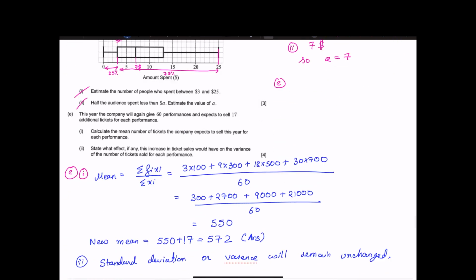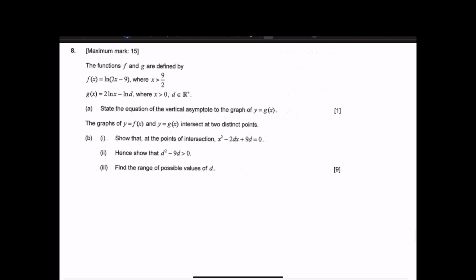So that's the end of question 7. And now we can move on to question 8. So we have to state the equation of a vertical asymptote of the graph y equals g(x). So g(x) would be 2 ln x minus ln d. So ln x squared minus ln d, which will be ln of x squared by d. This is g(x).